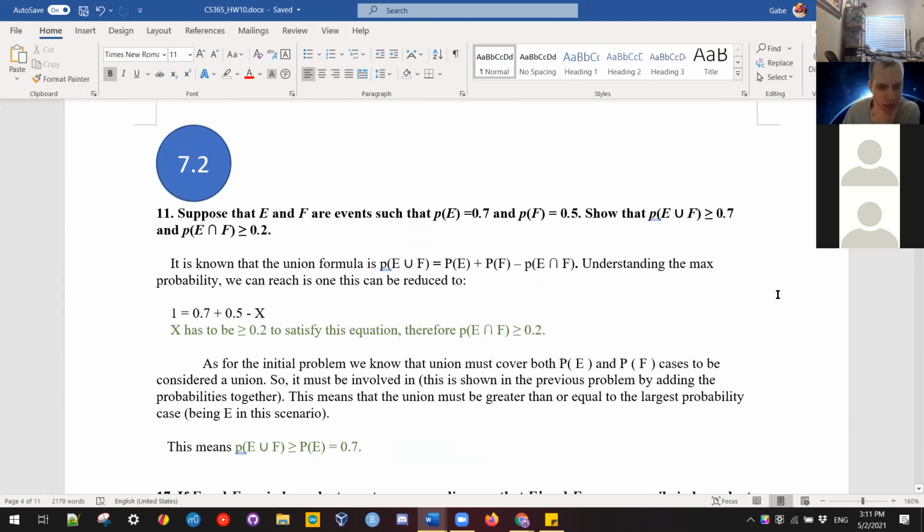Okay. This one, I initially struggled with until, is this the one? Oh, no, it was the next one. It was 17. I struggled with it until I realized that when I transcribed it, I forgot to include the not bar, and it was a complete nonsense statement. But okay. Suppose you have 2 events with the given probabilities. Show that their union is greater than this value and their intersection is greater than that value. So this is just applying the union formula and doing some algebraic manipulation. The max probability of anything is 1, so you're always subtracting from 1.